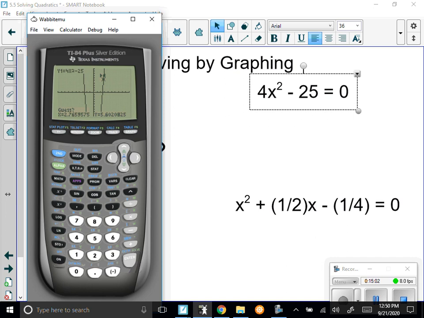And then what? Do I want it to guess? So hit enter. 2.5 is what we got. Positive 2.5. Now, because we know the axis of symmetry is the y-axis, you could automatically know that the next one's negative 2.5.